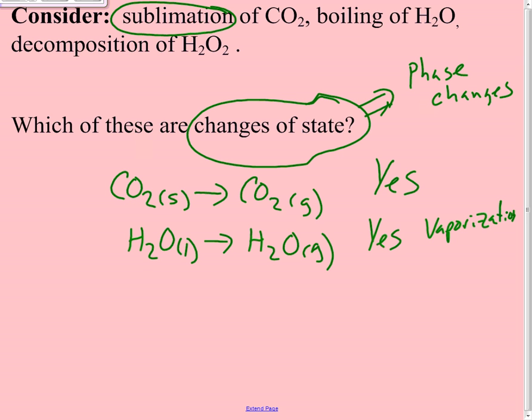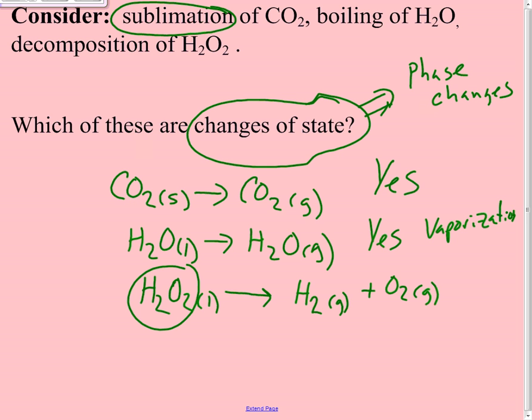And then decomposition. Decomposition means that my hydrogen peroxide, let's let it be a liquid, breaks down. And we'll assume this time it's going to break down into hydrogen gas and oxygen gas, a complete decomposition. Notice what's happening. I start with hydrogen peroxide. Do I end with hydrogen peroxide? No. I end with hydrogen and oxygen. That means something is transformed. So this is not a state change. This would be a chemical change. Okay? Let's see how you do on your own.